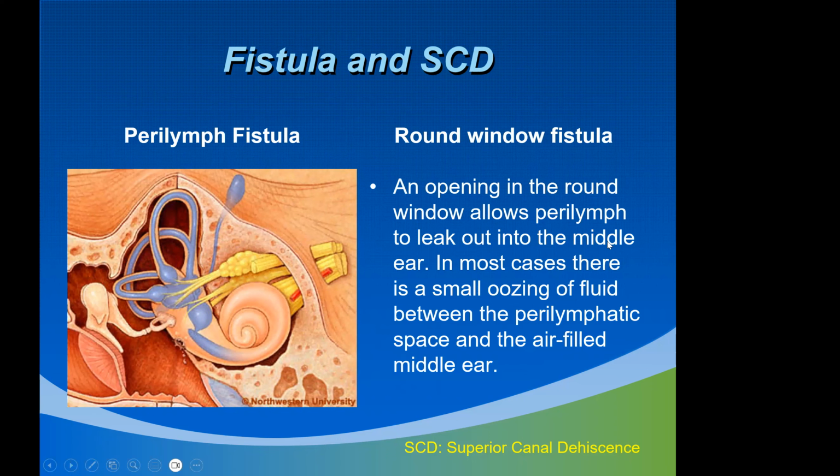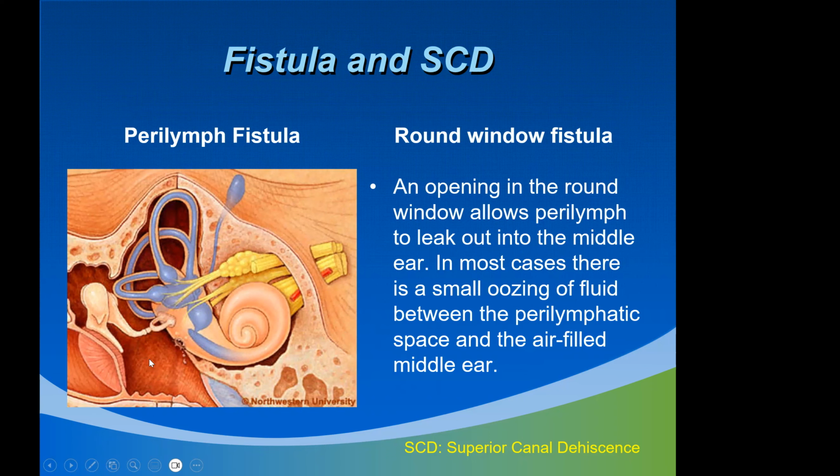So an opening in the round window allows perilymph to leak into the middle ear. This is the round window. And then when the opening is there, suppose it opens, into the middle ear cavity, the perilymph drains.